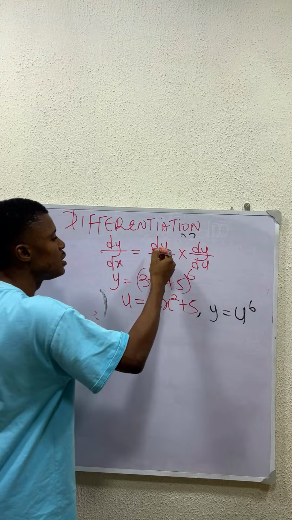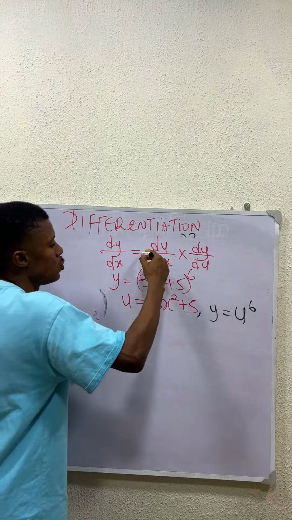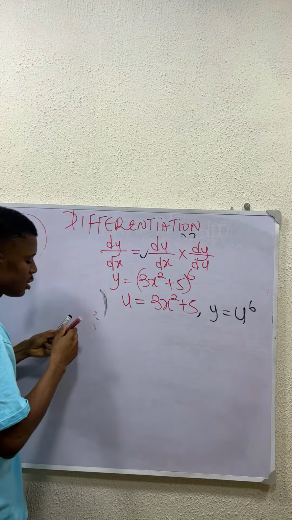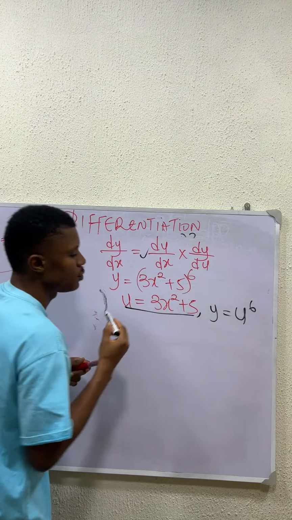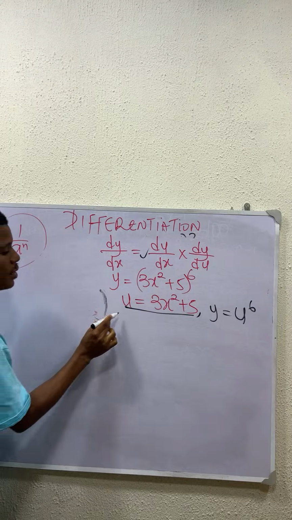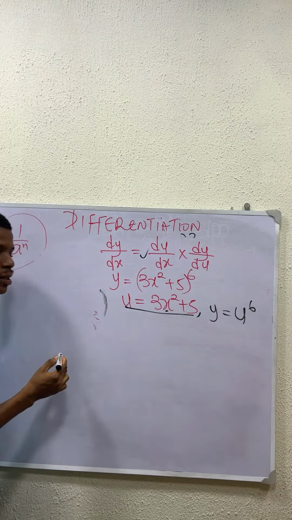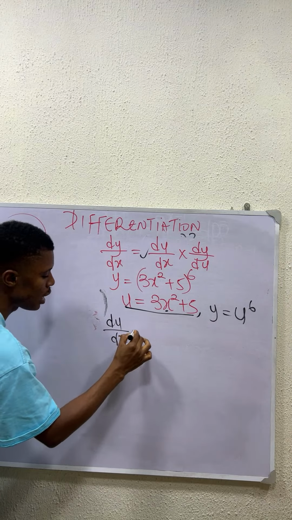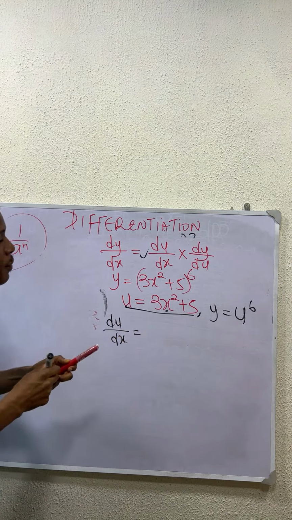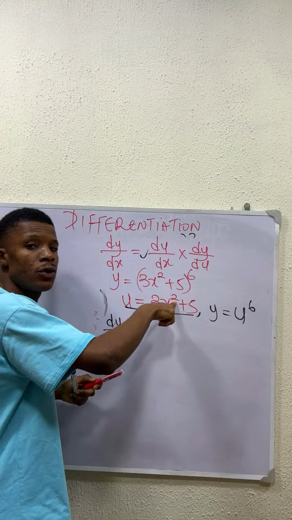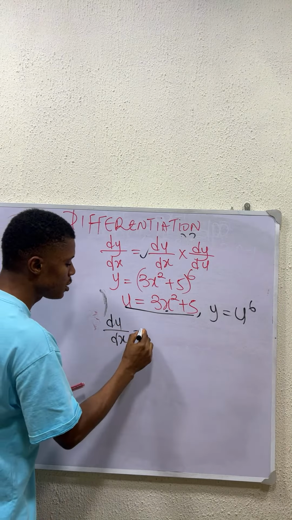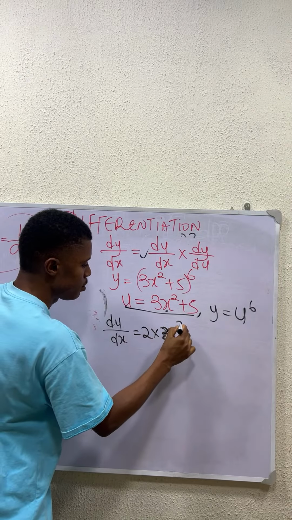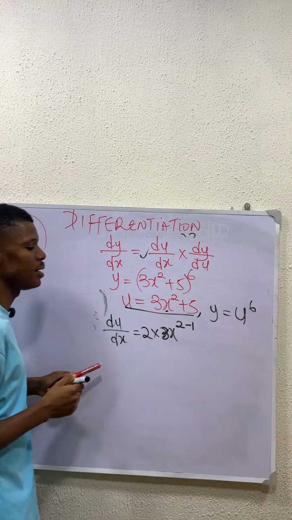Simple. You have to differentiate u with respect to x. So what is the u function? This is our u function, right? So let's differentiate the u function with respect to x. Differentiating u with respect to x, we multiply the power of u, which is 2, so you multiply 2 to 3x, power 2 minus 1, you minus 1.